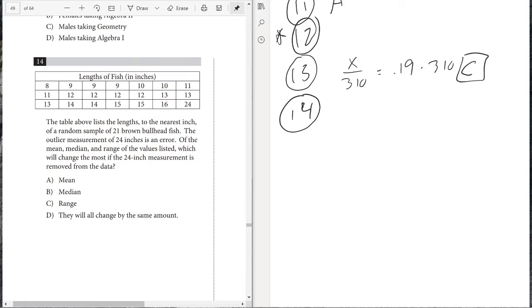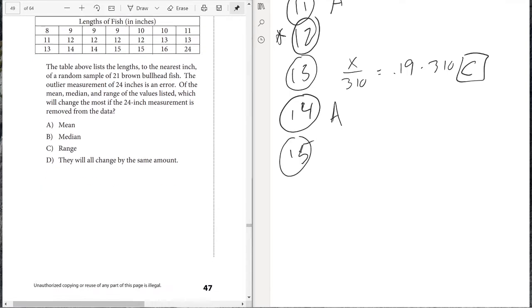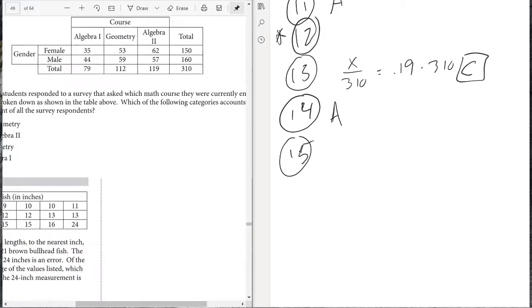Which will change the most if the 24-inch measurement is removed from the data? Well, let's see. It's right skewed, so that means the mode would still be at the top of the hump, and then the median, and then the mean follows. So the mean would change the most, it looks like. So A. That one was just kind of a vocab problem. You know your stats vocab.